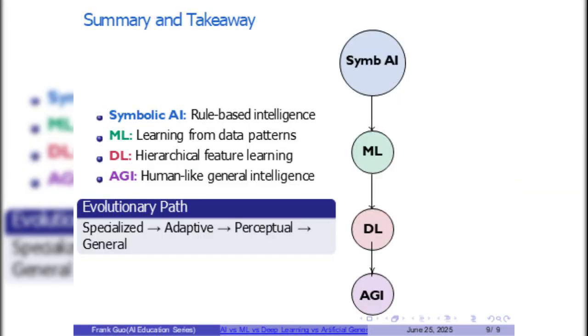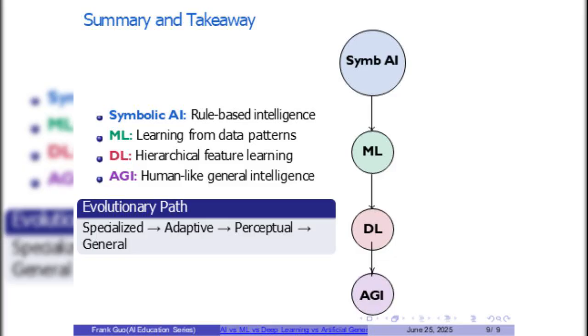Let's bring it all together. Symbolic AI follows human-written rules. Machine learning discovers patterns from data. Deep learning uses layered networks to make sense of complex information. AGI represents the future, machines that can truly understand, learn, and adapt across tasks. We've moved from simple, specialized systems to models that learn and evolve.